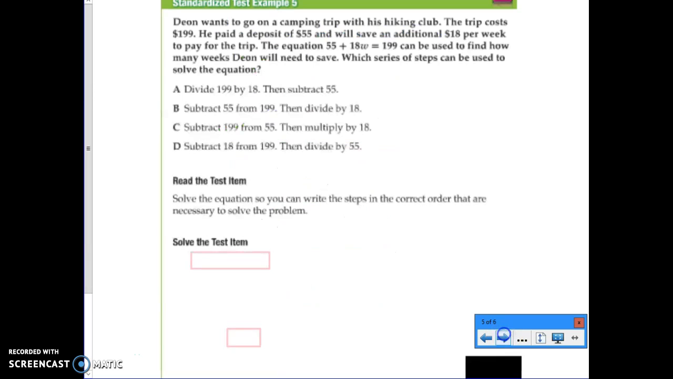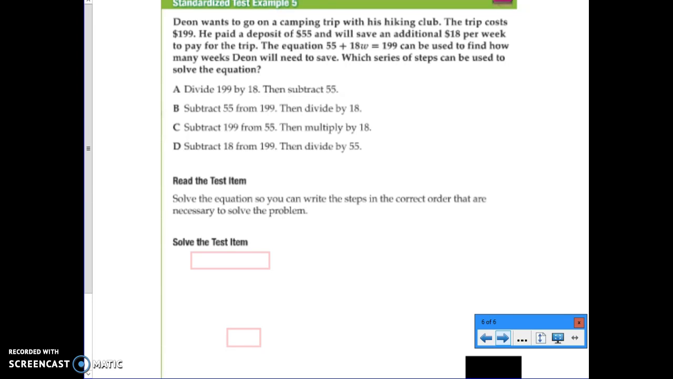All right, on the last slide here, our word problem says Dion wants to go on a camping trip with his hiking club. The trip costs $199. He paid a deposit of $55 and will save an additional $18 per week to pay for the trip. The equation 55 plus 18w equals 199 can be used to find how many weeks Dion will need to save. Which series of steps can be used to solve the equation?